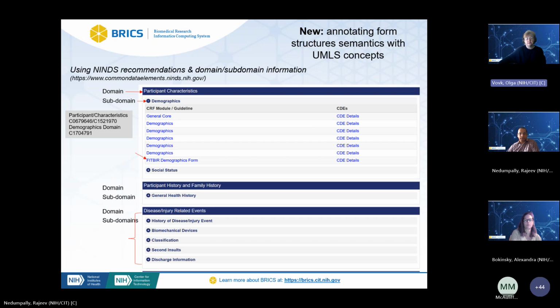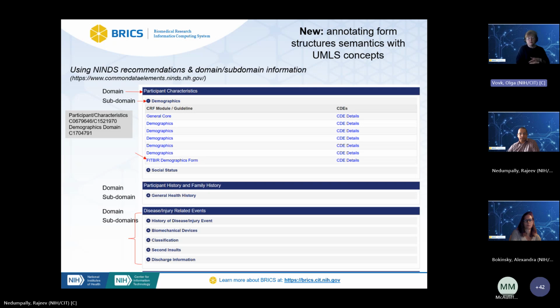For example, for FitBIR, we decided to use the information from NINDS, and specifically from their Common Data Elements project, where they gathered forms and instruments which are recommended for use in TBI research. Since it's FitBIR, traumatic brain injury research, they grouped these instruments by their research domains and subdomains. So we decided to use this information to assign our UMLS concepts.